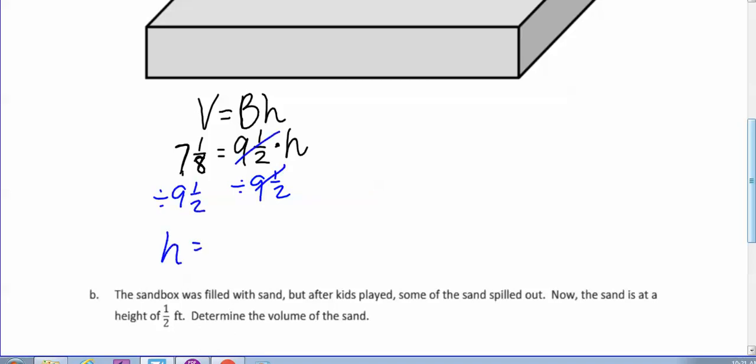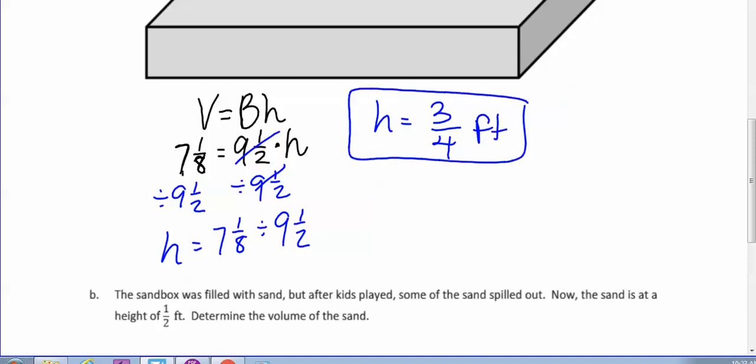We're going to have H equals 7 1/8 divided by 9 1/2. So you guys can use your calculators to go ahead and do that. And we're going to find out what the height of that sandbox is. So when you do that division, you get the height equals 3/4 feet.